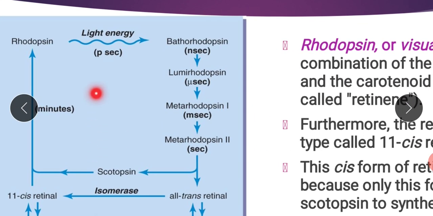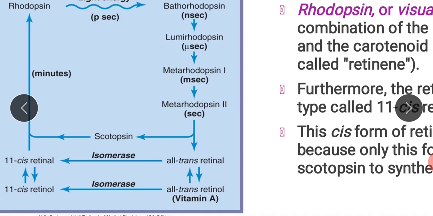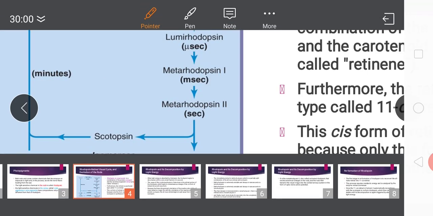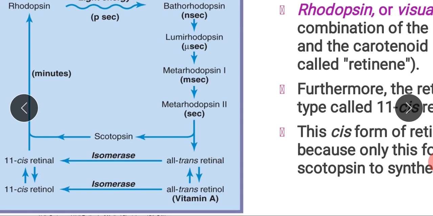There is another way by which the 11-cis retinal can form: all-trans retinal is converted into all-trans retinol, which is one form of vitamin A. This all-trans retinol, with the help of the isomerase enzyme, is converted into 11-cis retinol, and this 11-cis retinol is converted into 11-cis retinal. So this is another way.